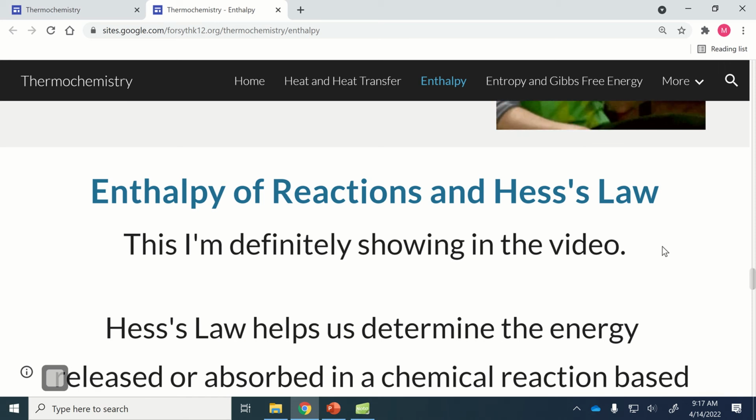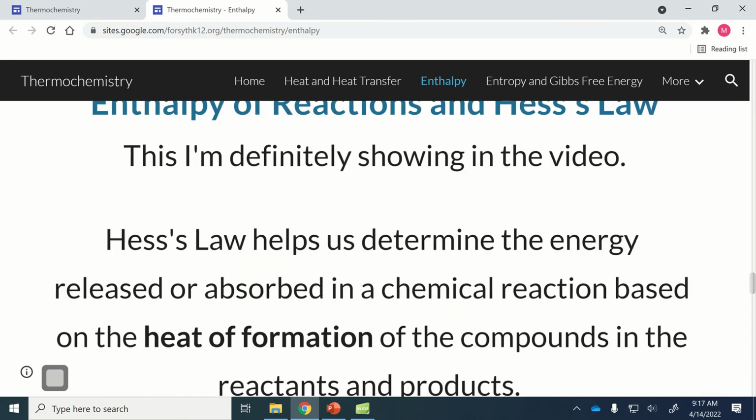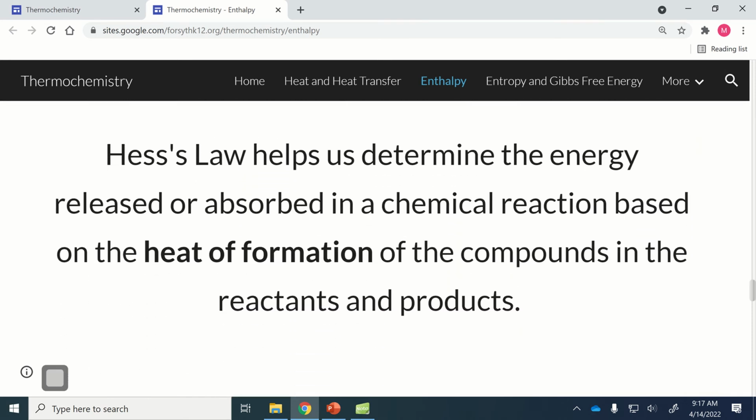So I am going to go over the basics here and then show you examples so you can see me use all these steps. Hess's Law is a way of basically determining the energy that is released or absorbed in a chemical reaction based on what's called the heat of formation of the compounds of the reactants and products. So what the heck does that mean?